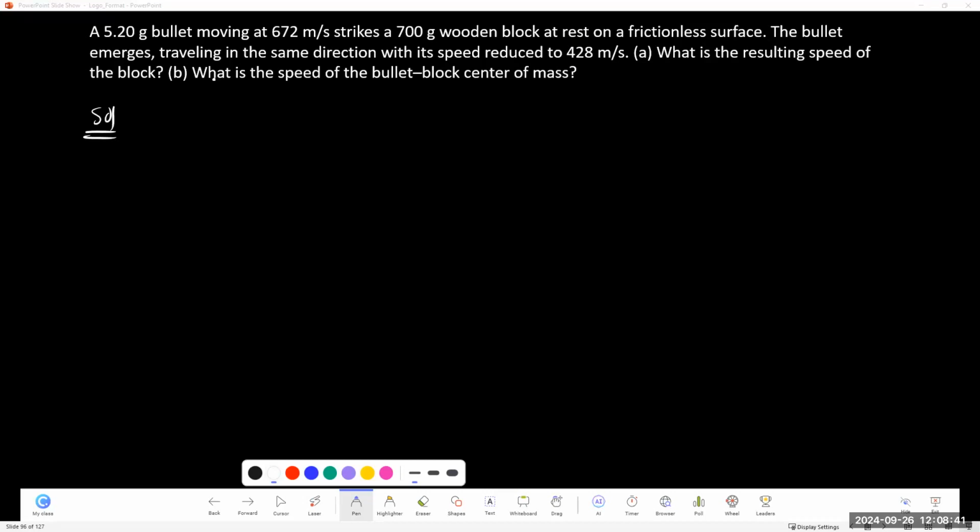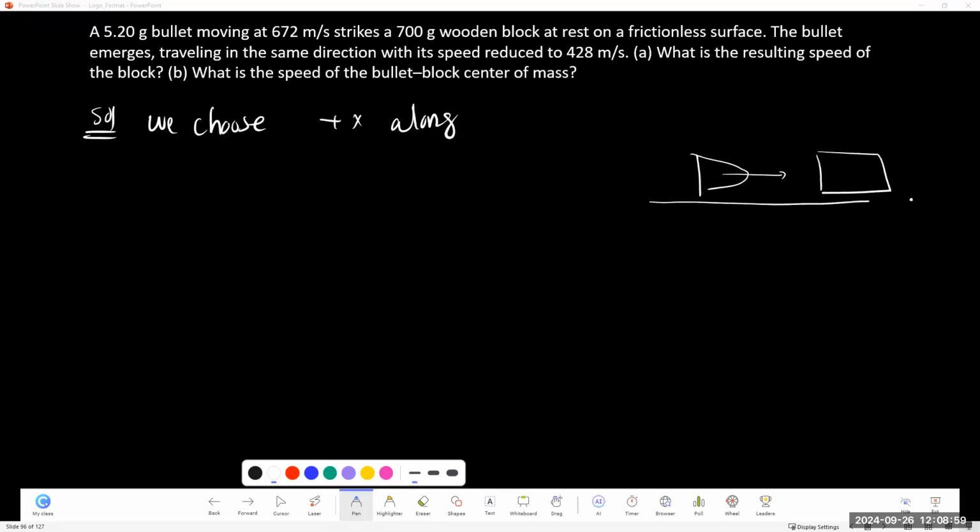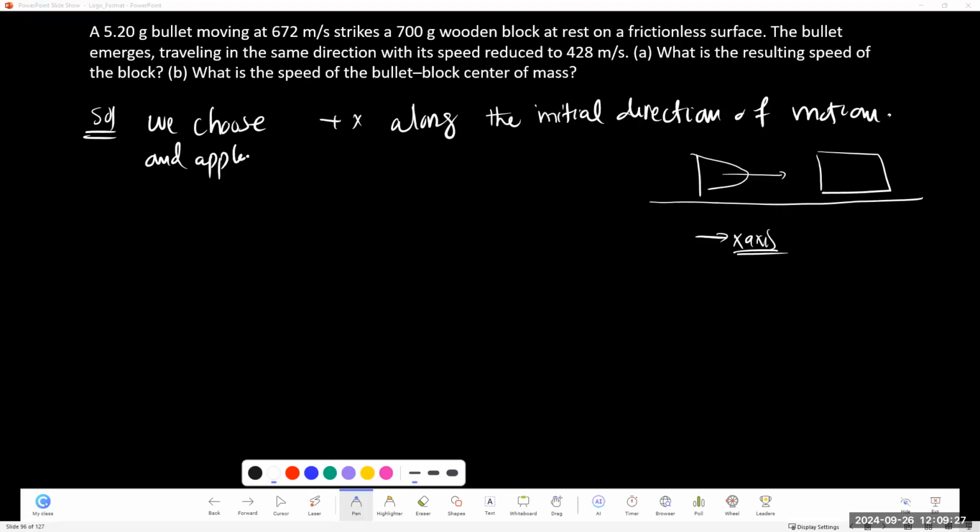We choose the x-axis along the initial direction of motion and apply momentum conservation in this direction. So the bullet is here, it's coming this way, and then the block, everything is along the x-axis.